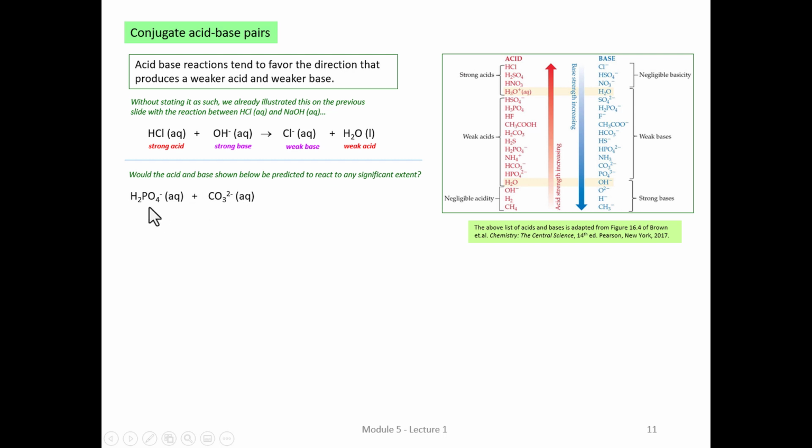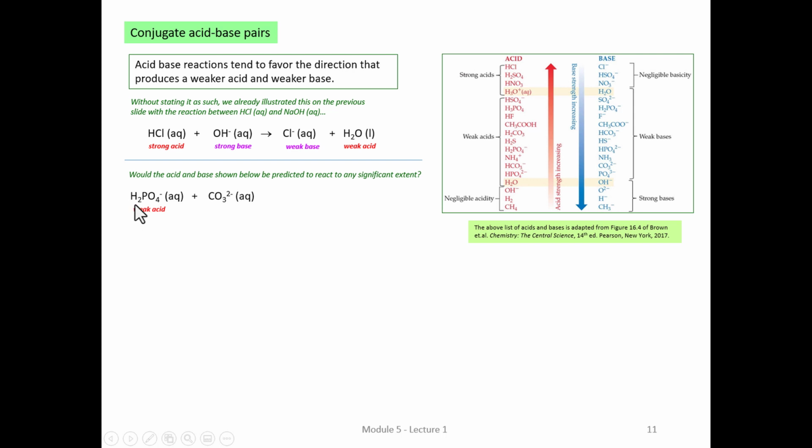Suppose I asked you, if you tried to react dihydrogen phosphate with the carbonate ion, would that reaction be predicted to react to any significant extent? In other words, what I'm asking you is, would these two react and go to the right?